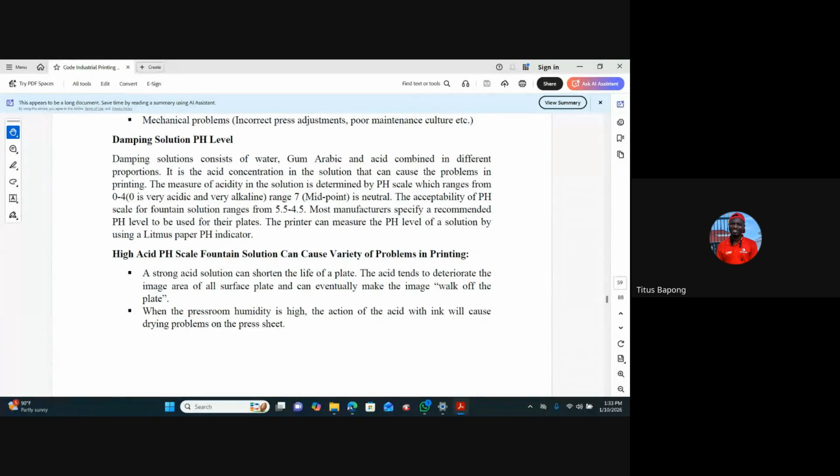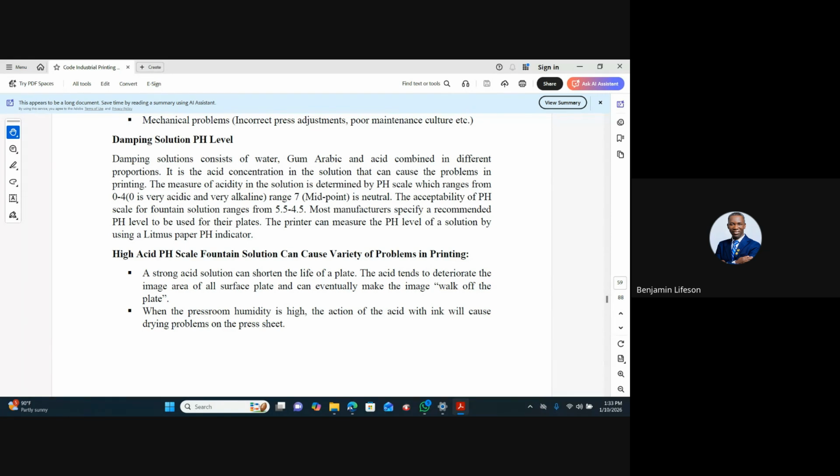Most manufacturers specify a recommended pH level to be used for their plates. The printer can measure the pH level of a solution by using a litmus paper pH indicator. So you should use a litmus paper pH indicator to test the acidity of the solution.